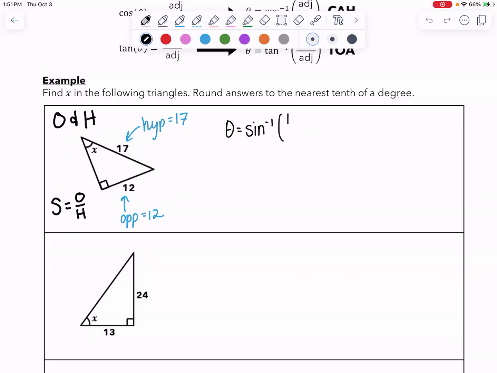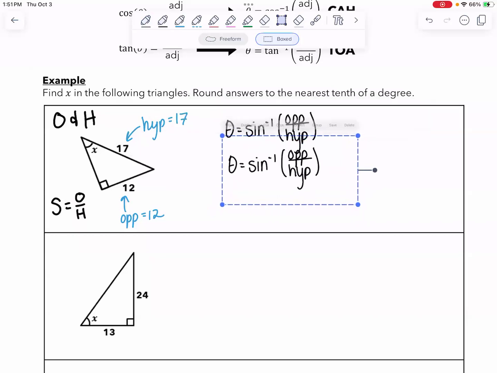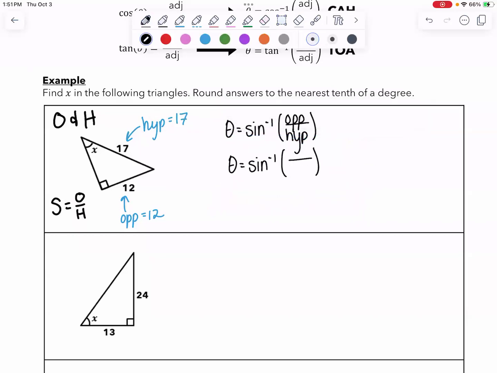Maybe I'll write it out real quick, just so in your notes you put this down. Write it down because it's good for your brain. All right. The opposite side is 12. The hypotenuse is 17. So on your calculator, you do sine inverse of 12 over 17. And this should spit out at you the number 44.9, once you round it to the nearest tenth. 44.9 degrees.